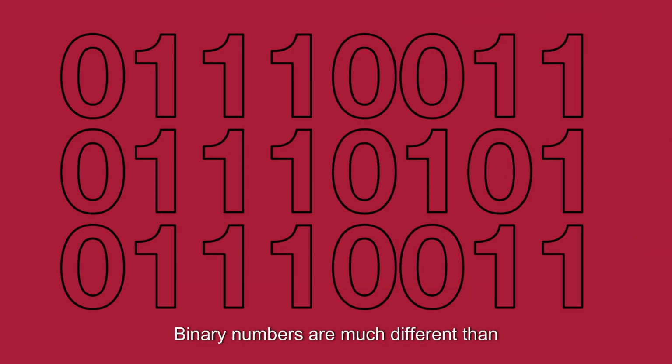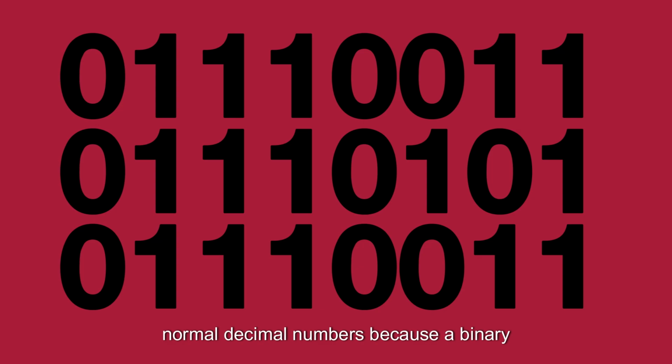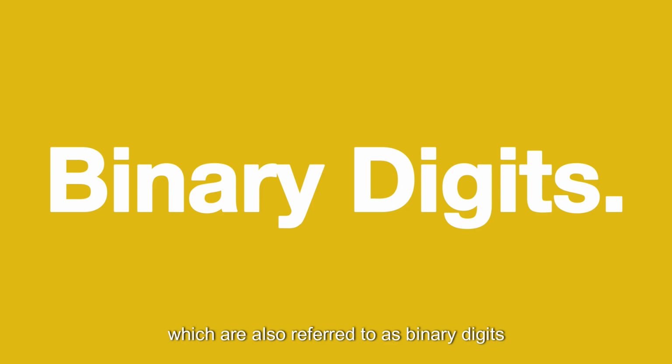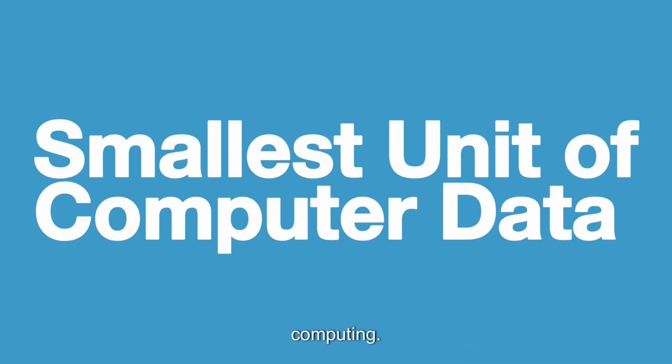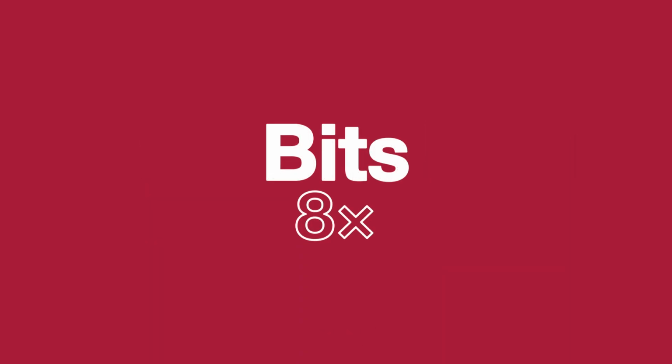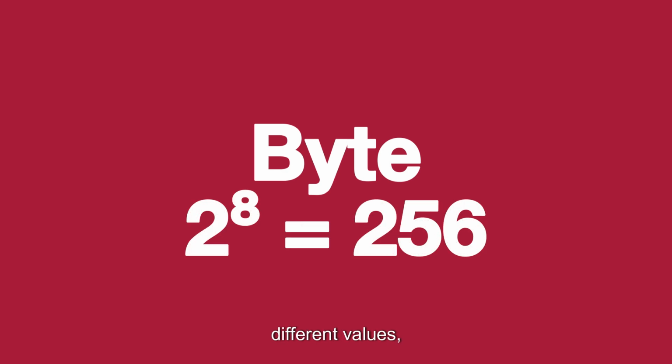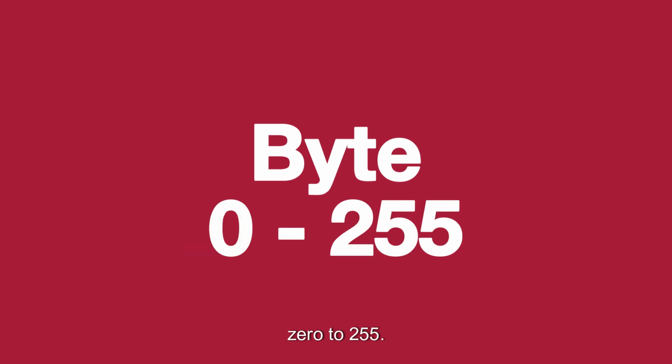Binary numbers are much different than normal decimal numbers because a binary number is a number expressed in the binary numeral system, which is a base 2 system. It only uses two symbols, 0 and 1, which are also referred to as binary digits or bits. A bit is the smallest unit of data in computing. A collection of bits represents data. For example, 8 bits represent a byte, which can technically represent 256 different values, which is from 0 to 255.